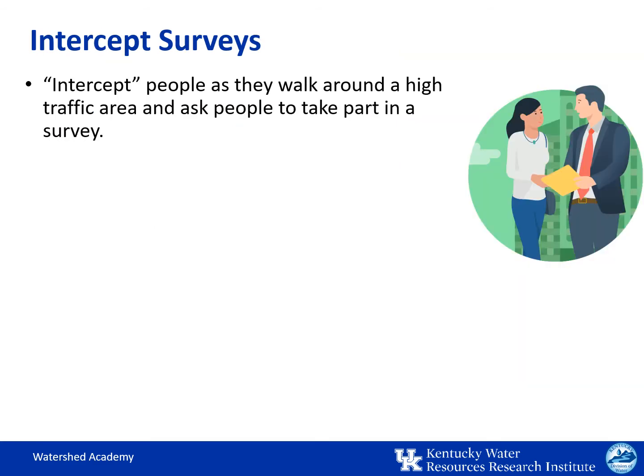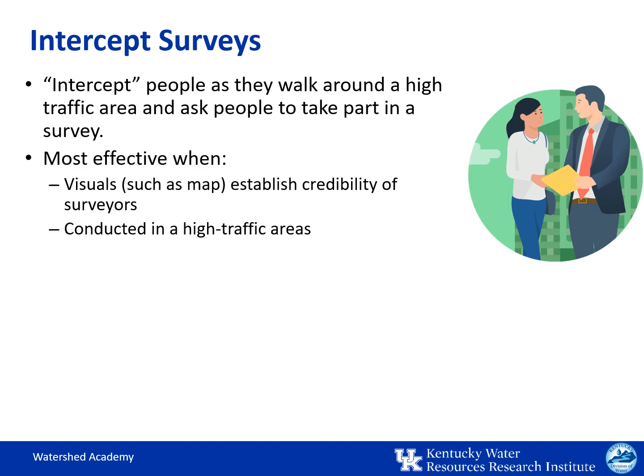Intercept surveys are so called because they intercept people as they go about their other business and ask the people if they want to take part in a survey. They are most effective when the respondents can see topic-related visuals such as a map or an informational display to show credibility, and if they're conducted in a high-traffic area. Surveyors must ask permission if administered in front of a business, survey each person separately and away from others, and not discuss the response options so as to introduce bias, but just read them and have them fill them out on a tablet or paper form.